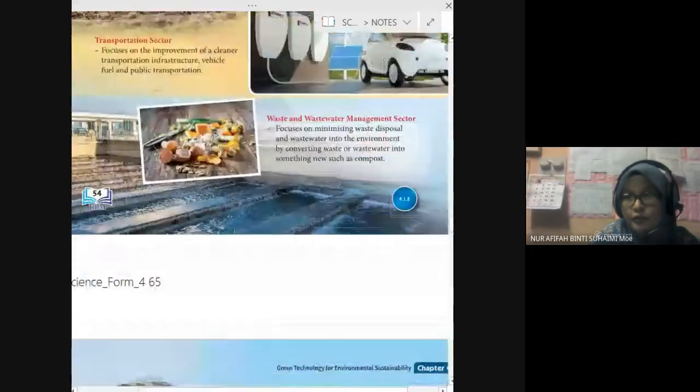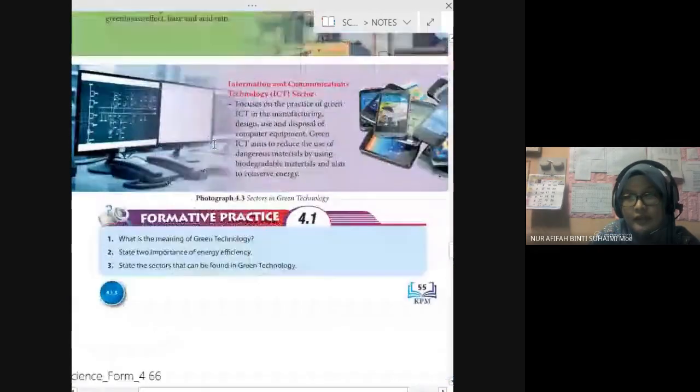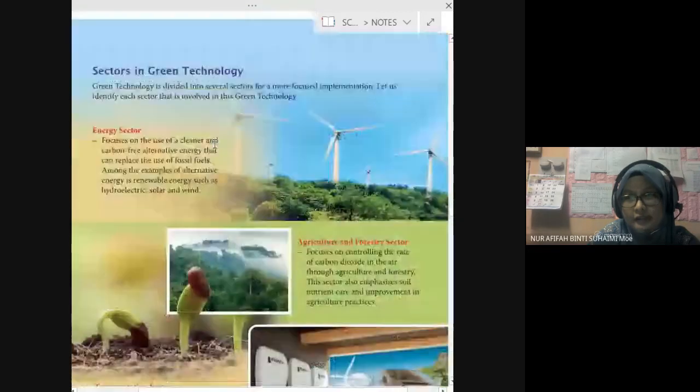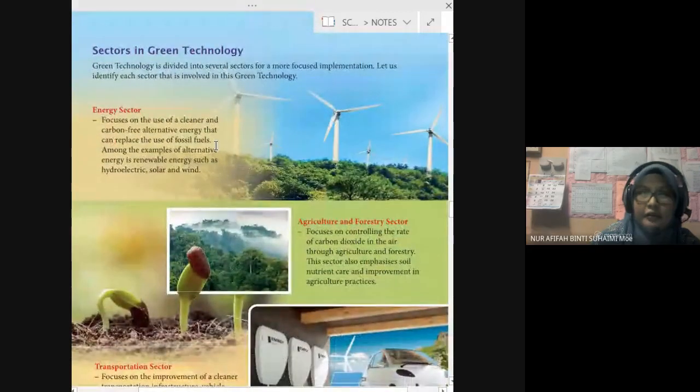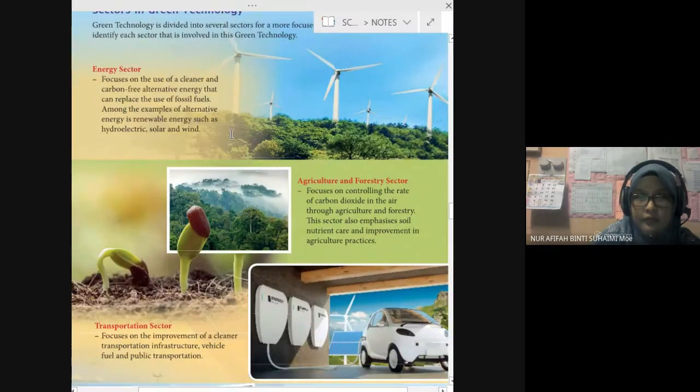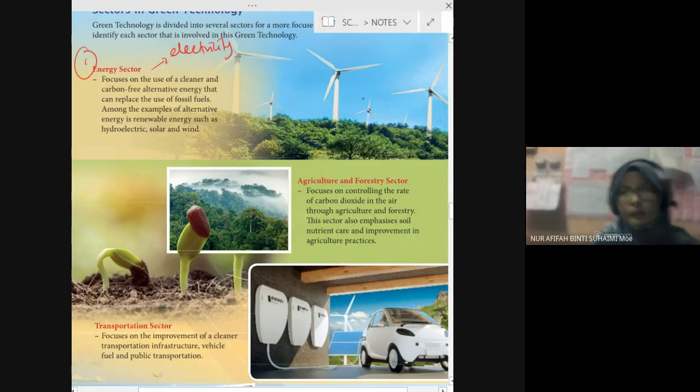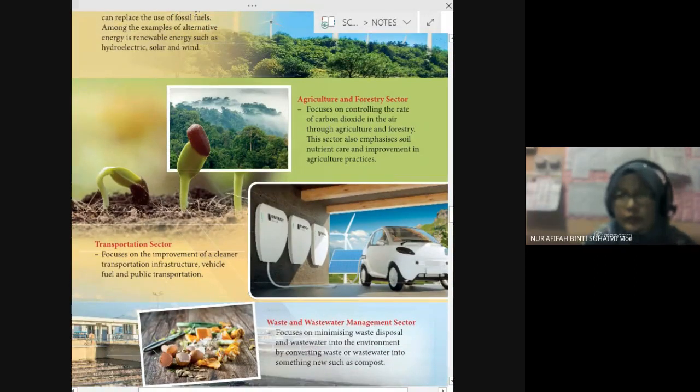In your textbook, we have seven energy sectors in green technology. Okay, number 1, energy sector, to produce electricity. Number 2, agriculture and forestry sector.